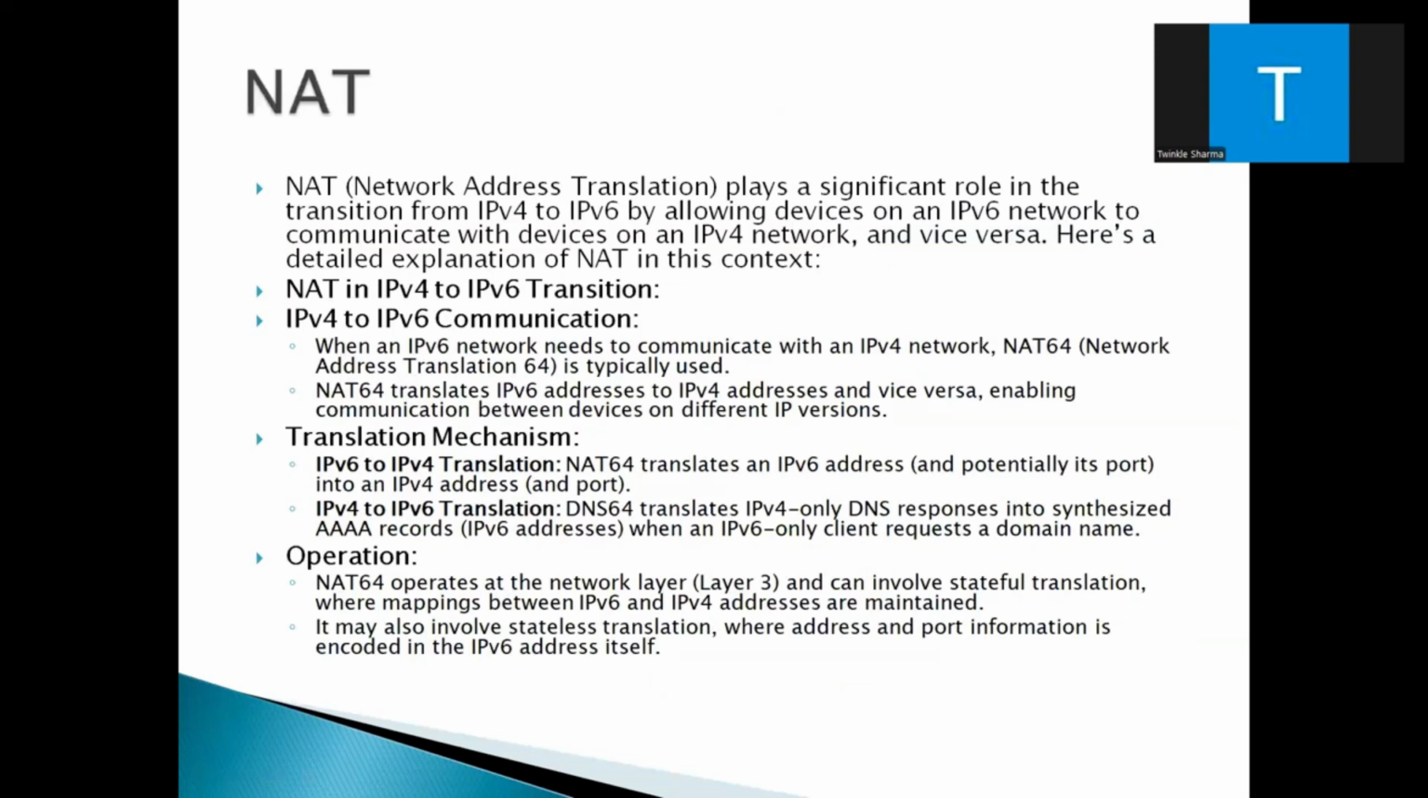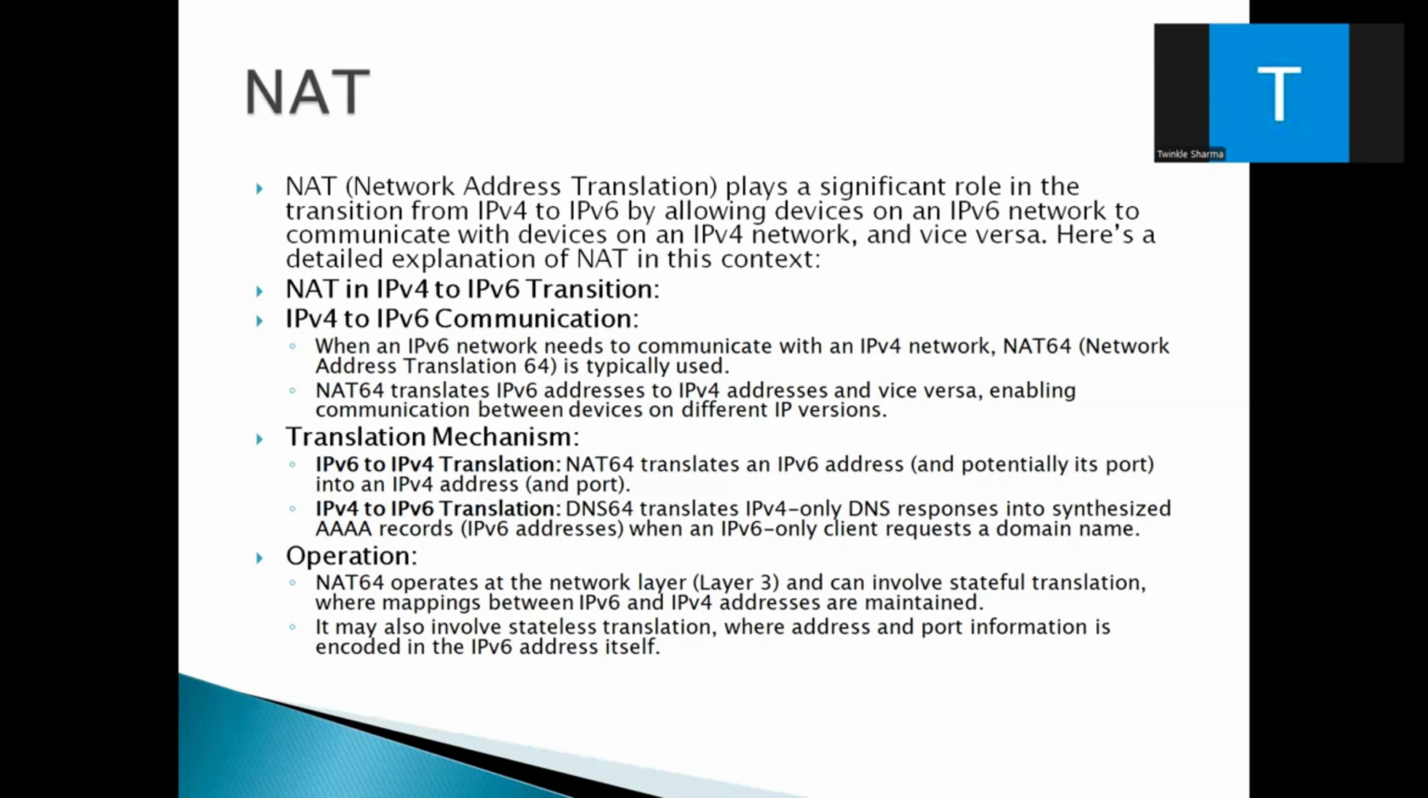Network address translation plays a significant role in transitions from IPv4 to IPv6 by allowing devices on an IPv6 network to communicate with devices on an IPv4 network and vice versa. Here is a detailed explanation of NAT in this context. Here, the IPv6 data is changed to IPv4 according to the network, and if we have IPv4 data, it is changed to IPv6 according to the network.